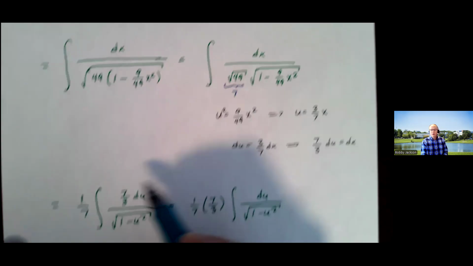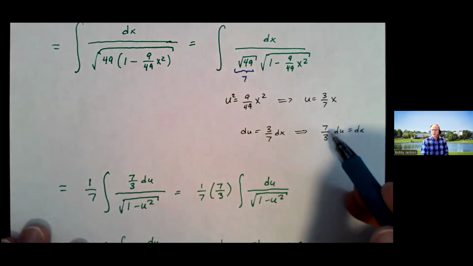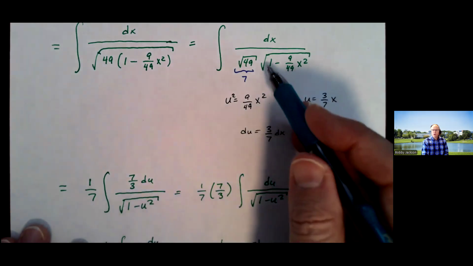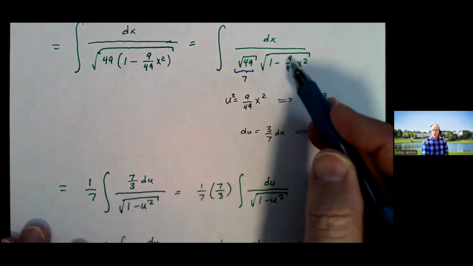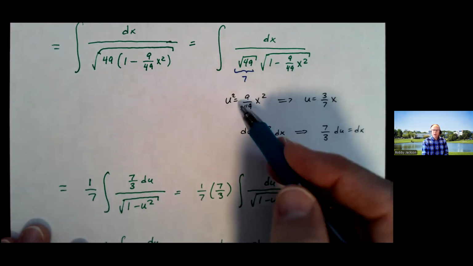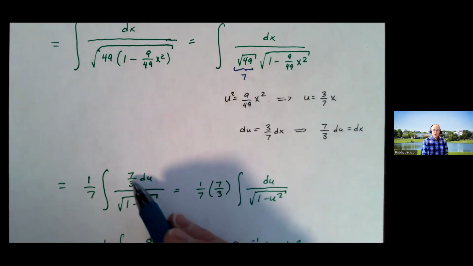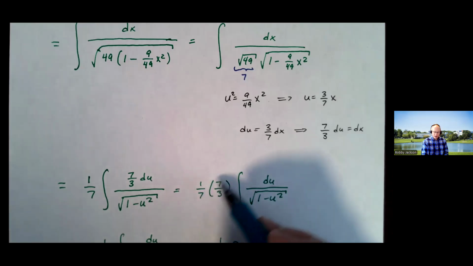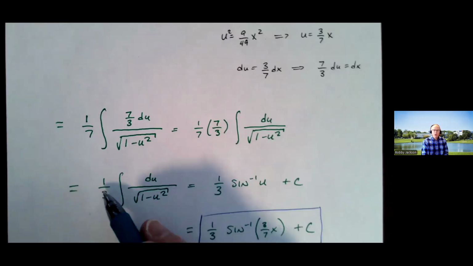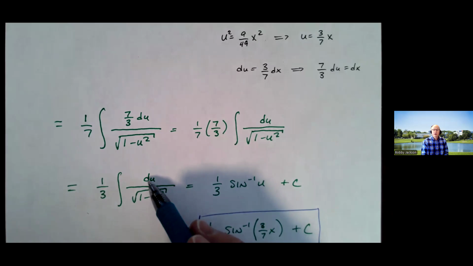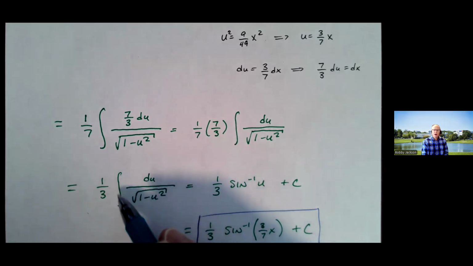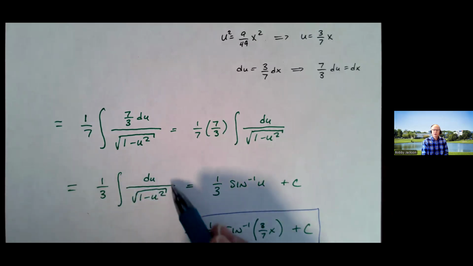Okay, so again, that 1/7 comes out. The dx is 7/3 du. The square root of 1 minus, that becomes the u squared. Now pull this 7/3 out, 1/7 times 7/3. Notice those sevens cancel. I just have 1/3, the integral of 1 over the square root of 1 minus u squared. And this is the form you should recognize as the arcsine or inverse sine function.